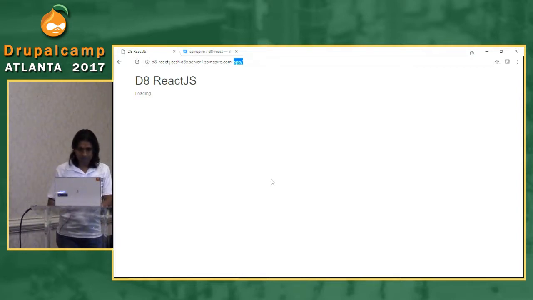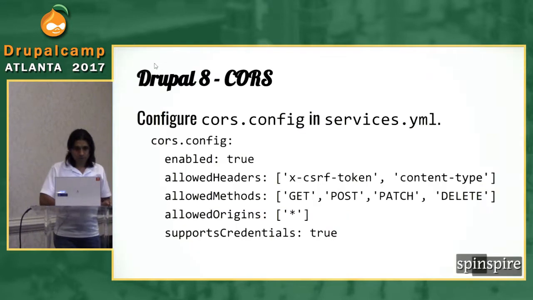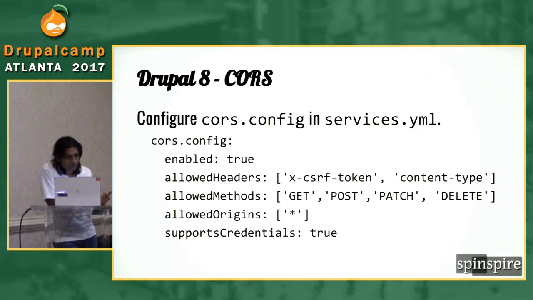But in my case, that's not what I'm doing. I'm actually doing this, where it's a different host right there. So that's why it's cross-origin, and therefore I have to enable cross-origin resource sharing true. These are the changes that you have to make in your services.yaml.